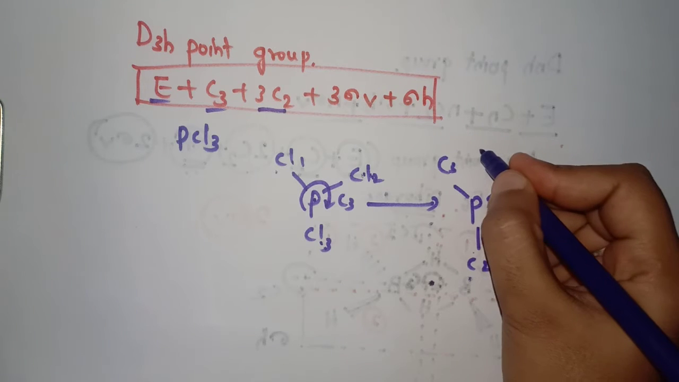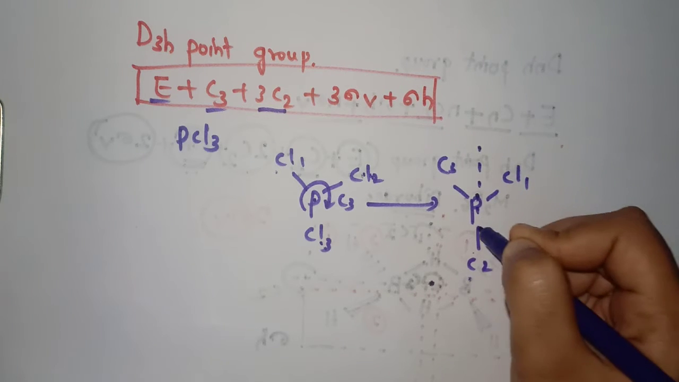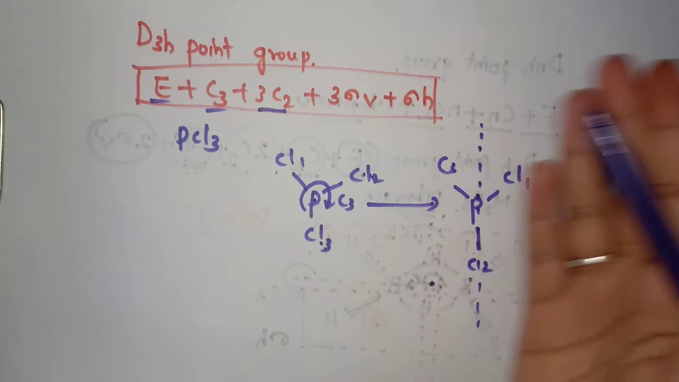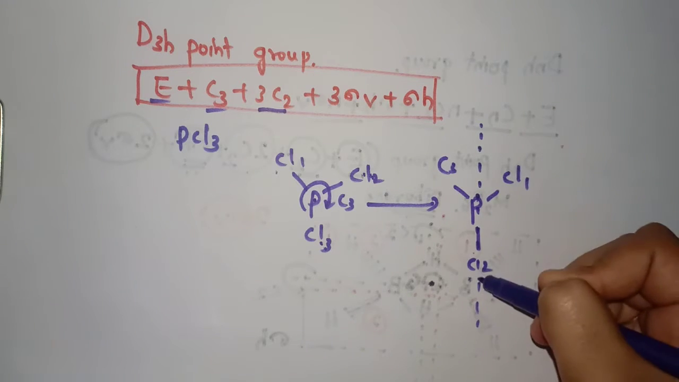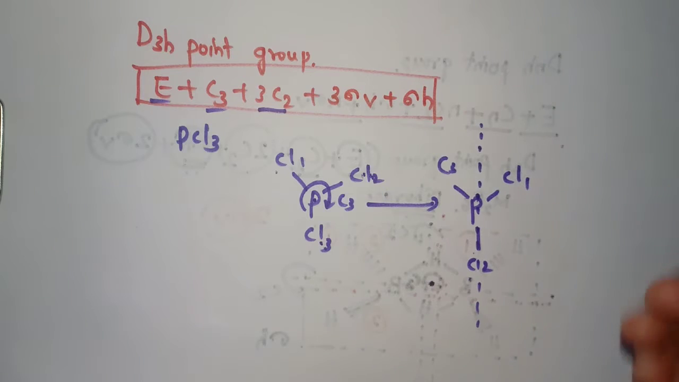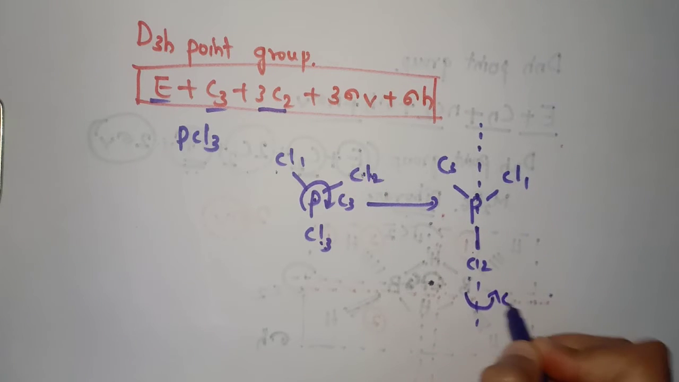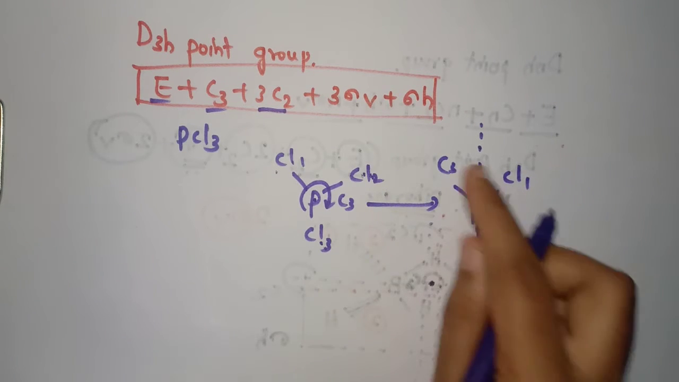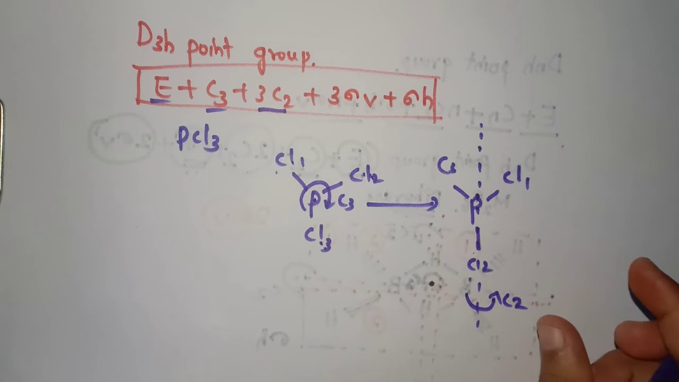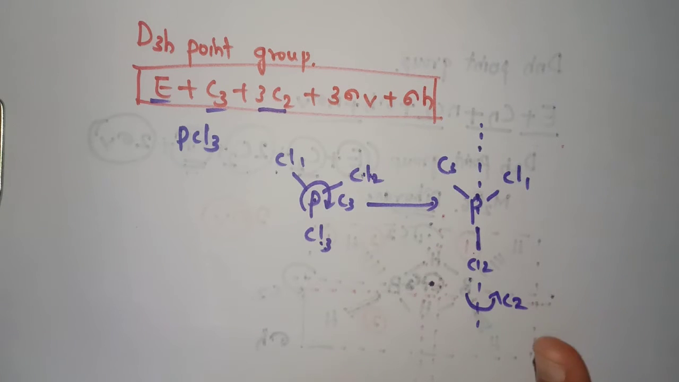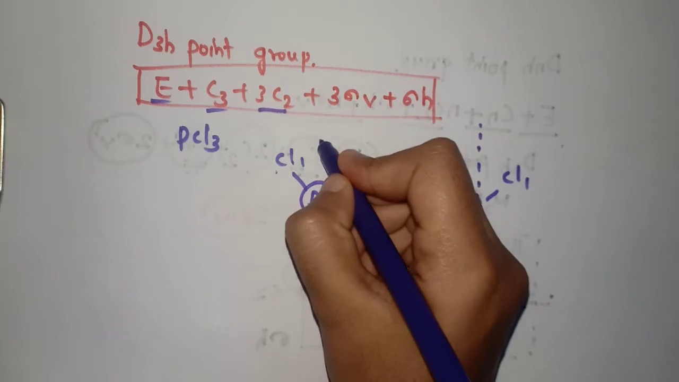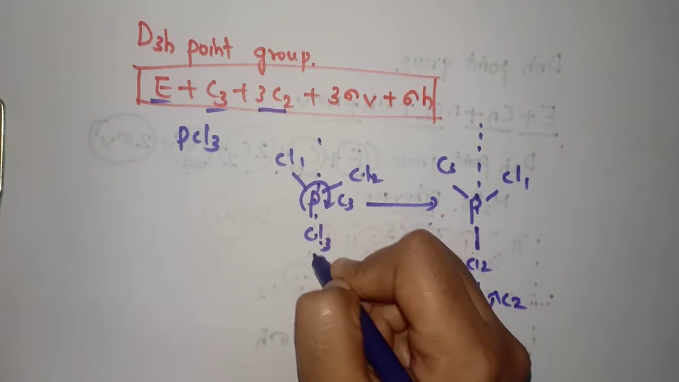See, if I pass the axis like this, these are the secondary axes, the C2 axes. If I pass the axis like this, this is the first half and this is the second half. See here, if I rotate the molecule, this Cl will come here and this will come here. And again if I rotate the molecule, we will get an equivalent configuration. See, I will show in this, the original configuration only.